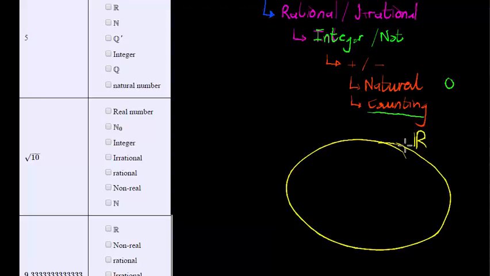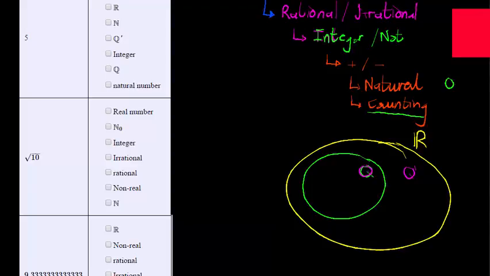So a real number is divided into two parts. There's the rational numbers, Q, and there's the irrational numbers. Now, if I go inside the rational circle, then I'll continue my questioning. If I stop at the outside, then it's just real and rational. We'll do some examples and you'll see what I mean.